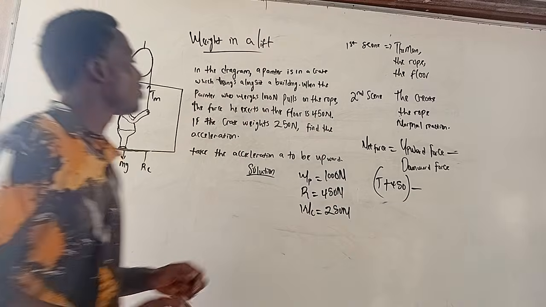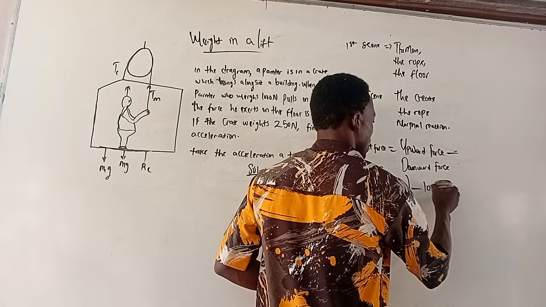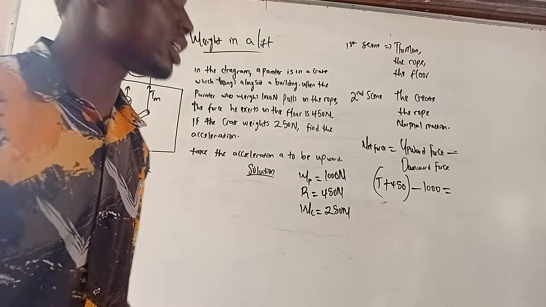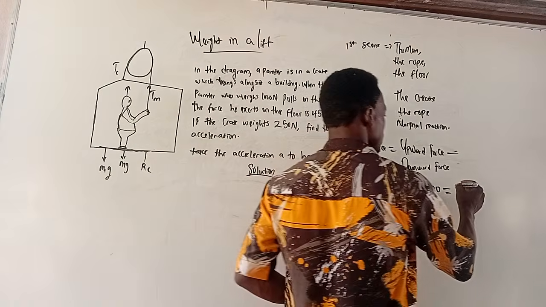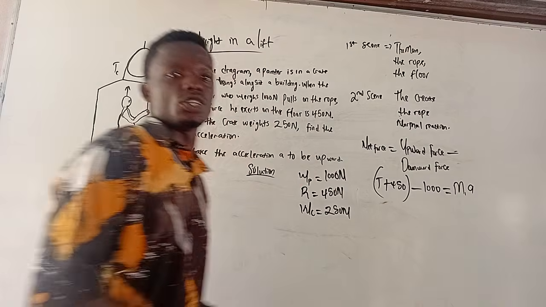Minus what's our downward force? The weight of the man, which is what? 1,000 Newton. Minus 1,000. And don't forget, net force is what? Mass times acceleration. Are we together? So it's going to give us M1A. Do we get that?